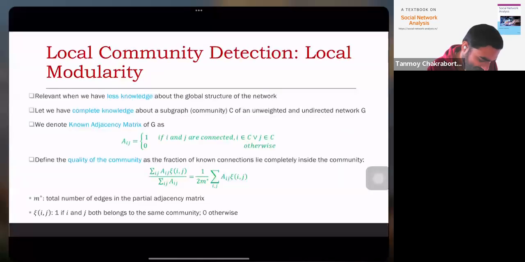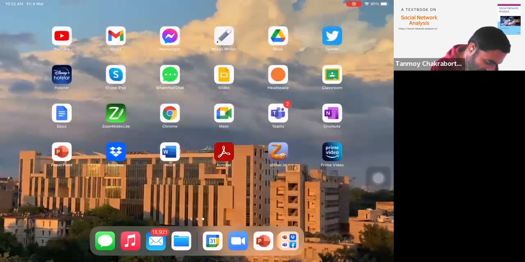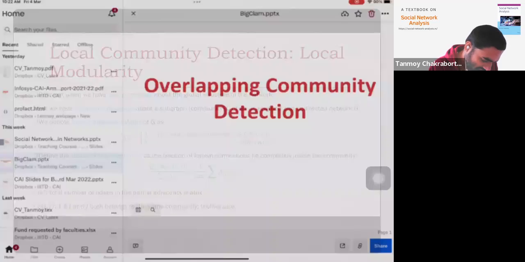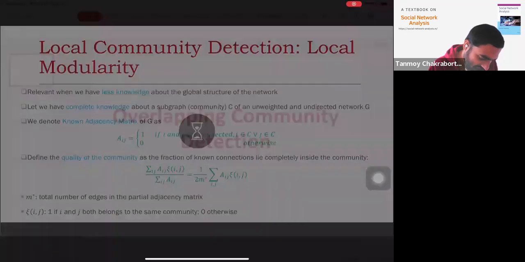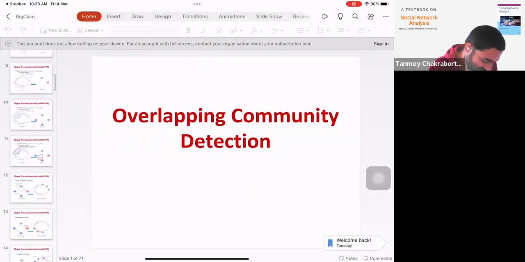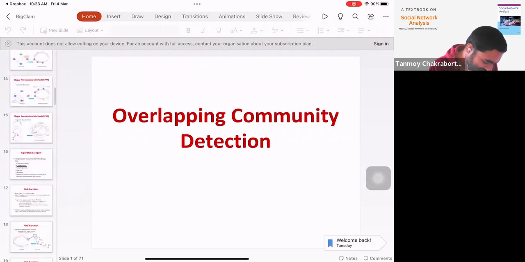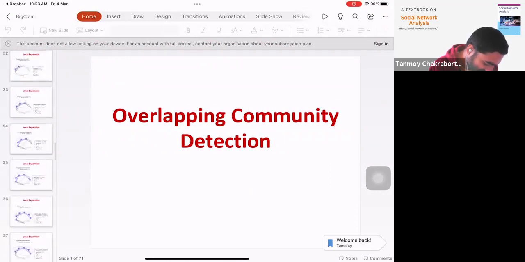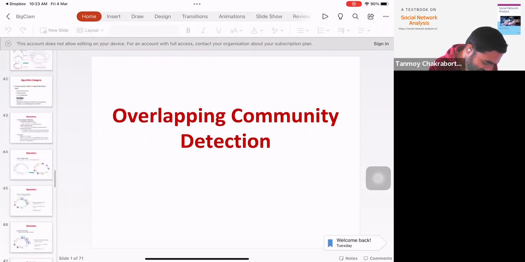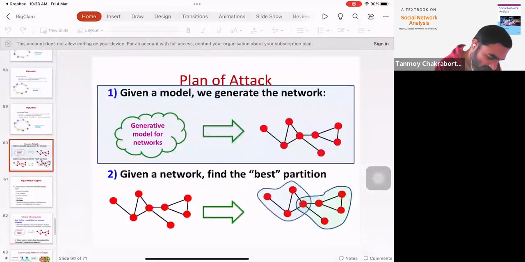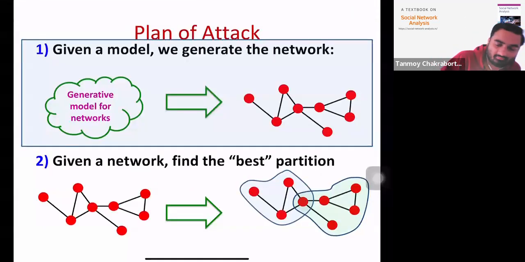So now we discuss another algorithm which is a little bit different from the traditional way of detecting communities, because in the traditional algorithm, what we generally do is take a particular metric, then we optimize the metric, and at the end of the optimization, we get the community structure.